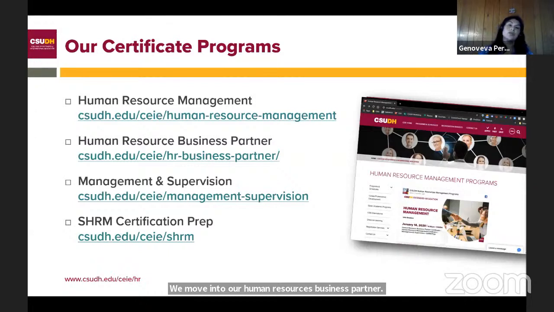We have our Management and Supervision course to teach our supervisors regulations here in California, as well as how to be that manager and team partner for the organization. And we have our SHRM Prep course that will help you prepare for your testing and make sure that you're certified at the end. So let's go into each of these a little bit deeper.